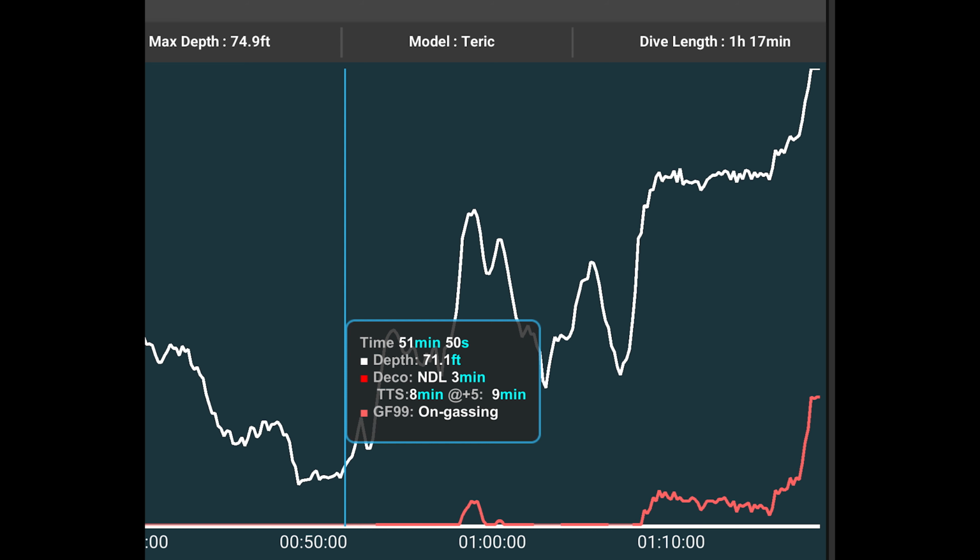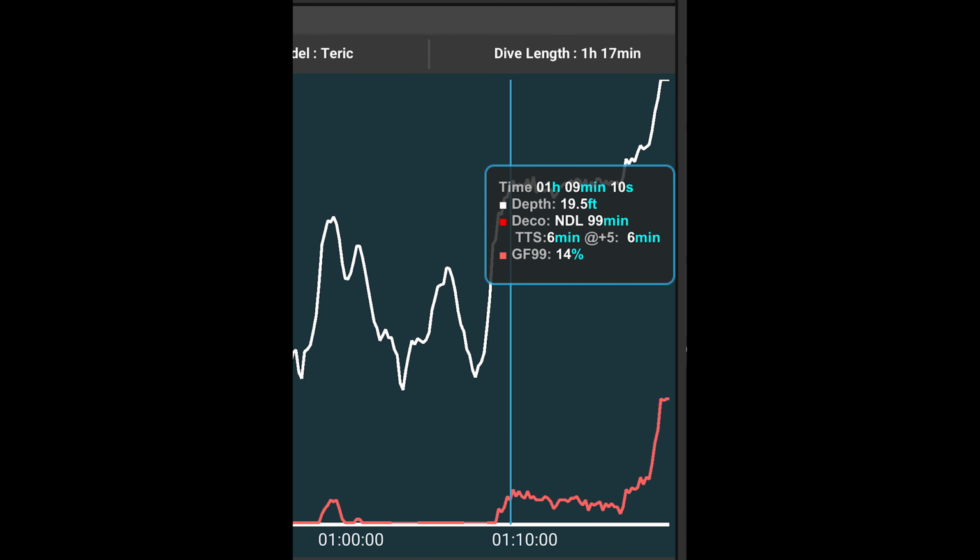My first dive shows a typical recreation dive for me. I'm at my highest nitrogen loading and I was down to 3 minutes of no decompression time. My indicated surf GF value would have been less than 85%, but likely more than 80%. After I reach a safety stop depth, the GF99 value of 14% indicates that I'm safely off gassing.